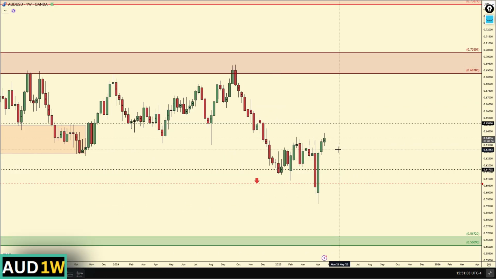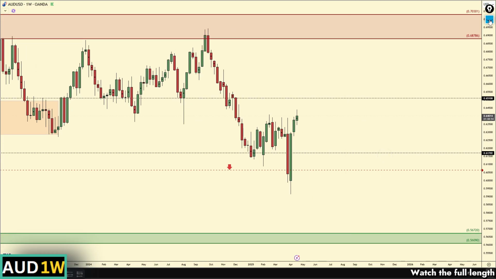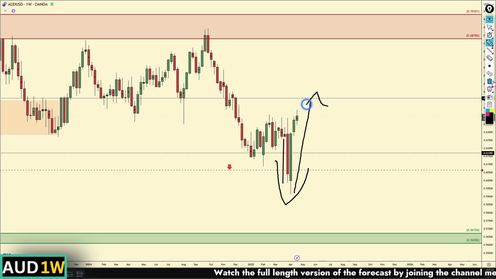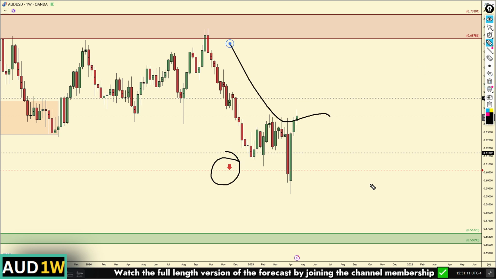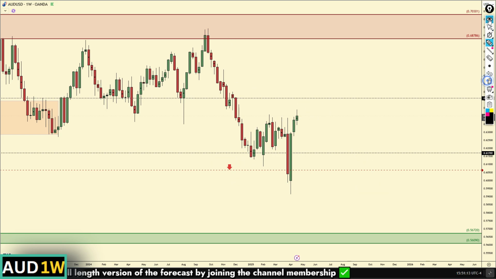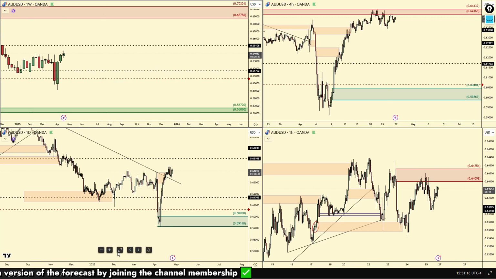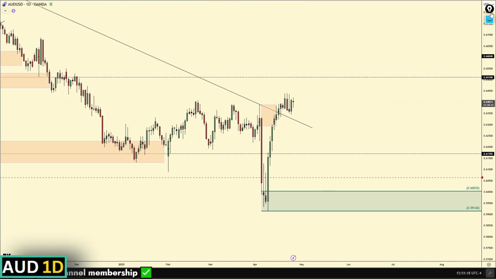Alrighty, onto the forecast for the AUDUSD. You guys can see the manipulation we have had the last couple weeks here. Massive drop down followed by a massive rally up. Overall, the weekly trend and momentum is to the downside though. However, on the daily chart, we did actually break this daily downward trend line. So definitely a bullish sign.